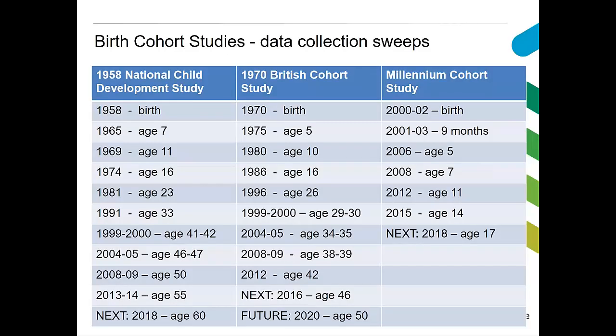Here are the three main ones that we have in the UK. They all have a sample size of between 17 and 19,000, and you can see that they're followed fairly regularly. So the earliest cohort we have data for is the 1958 National Child Development Study, and you can see here that we followed them from birth right up until the age of 60. So we really have a very, very complete picture of what their lives have been like.